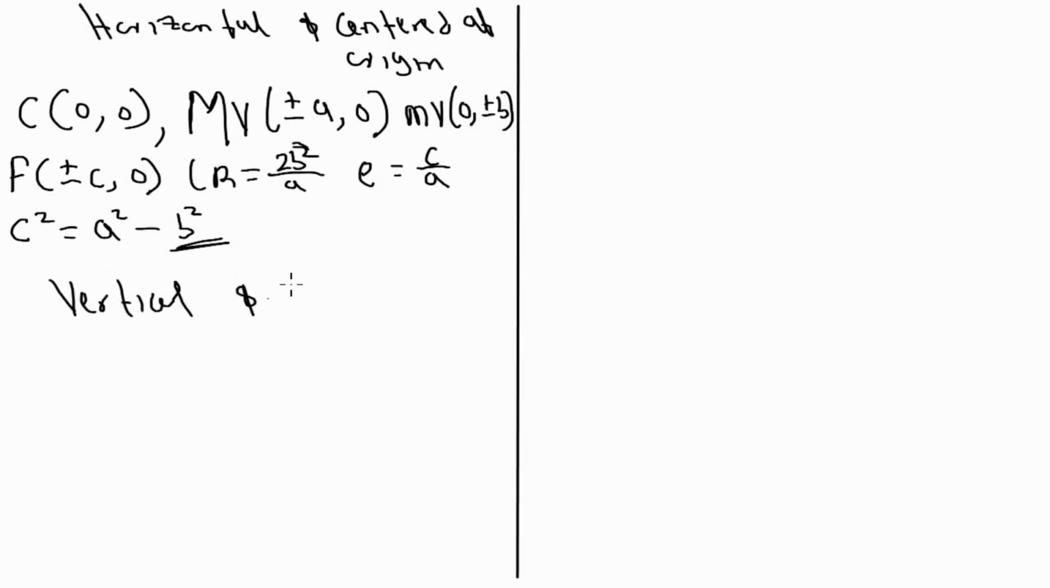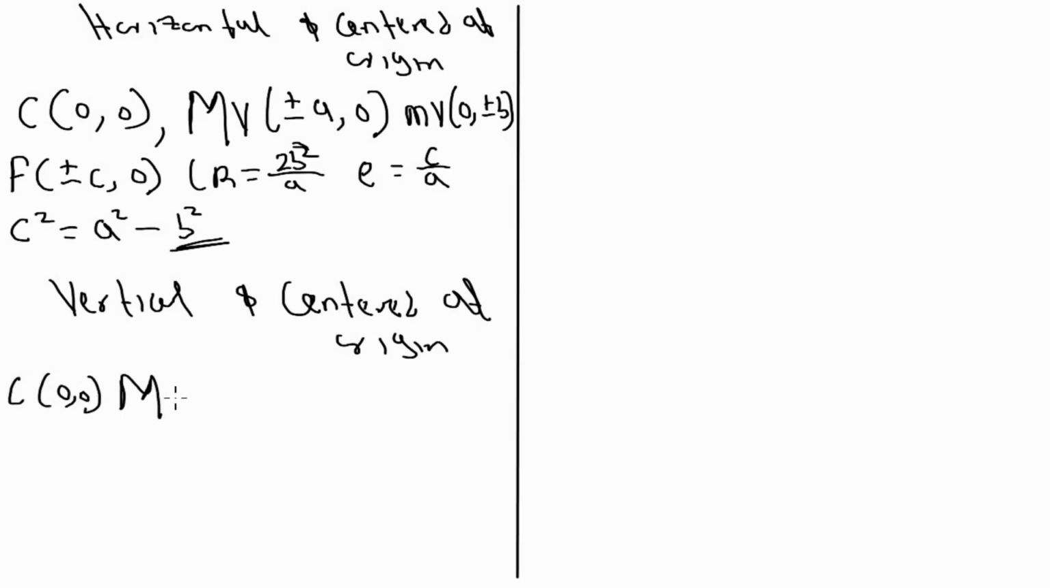vertical and centered at origin, the center will still be 0, 0. Now, the coordinates of the major vertices. Instead of the value of a being along the x-axis, remember that all coordinates are written as x, y. For vertical, the longest side, which is a, is no longer along the x-axis, it's now along the y-axis.